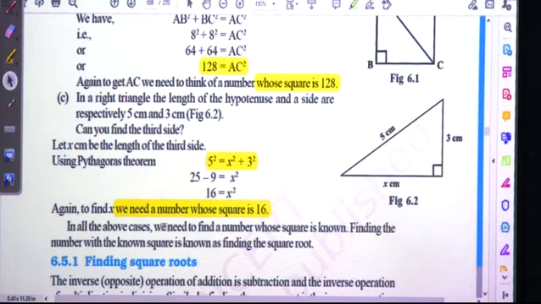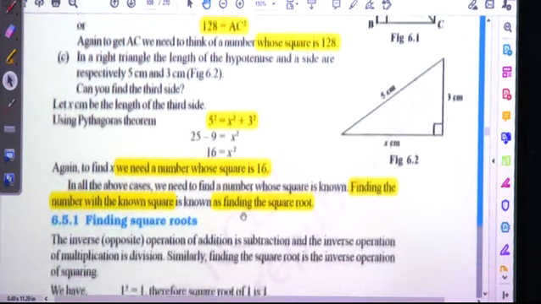In all the above cases, we need to find a number whose square is known. Finding the number with the known square is known as finding the square root. Please understand carefully. Finding the number with known square is known as what? As finding the square root. Proceeding further, finding square roots.